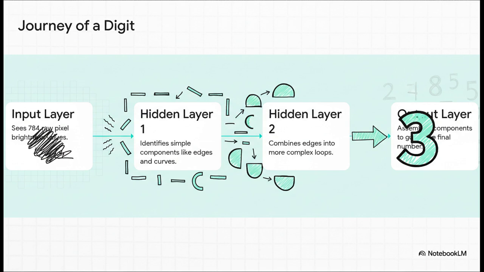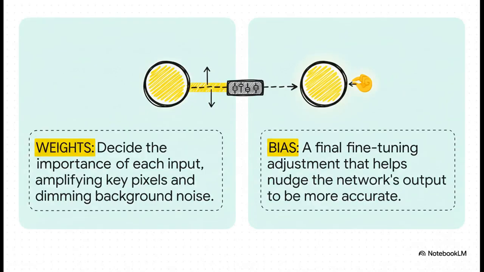And it's only at the very end, in the output layer, that all these different pieces finally get put together to make a guess, activating the neuron for the number it thinks it sees. But wait a second, how does the network know which little edges and curves are important? Well, it learns by tweaking 2 key tuning knobs.